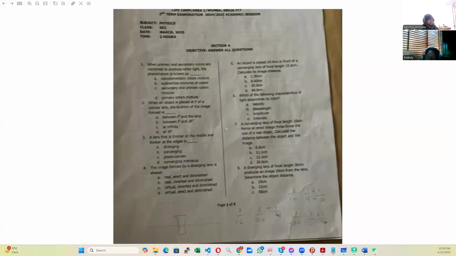That means V is negative and F is positive. 1/10 equals 1 over U minus 1. So this one, I don't get this one.